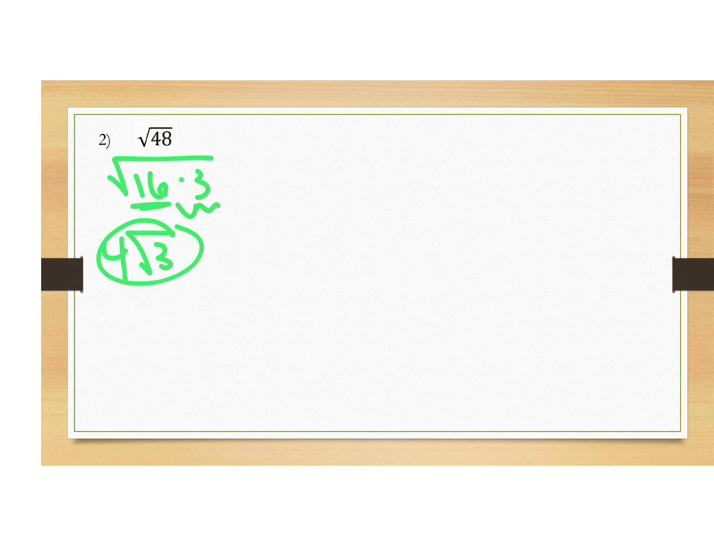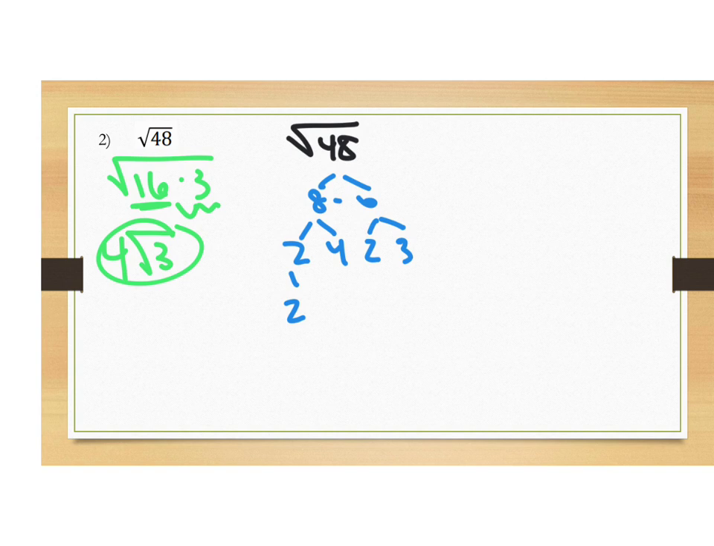Now, if you don't know that, let's come over here and let's try to do a factor tree. So let's just use 8 and 6 here. That will still give us 48. Neither one of those is a perfect square. So let's break down 8 into 2 and 4. Break down 6 into 2 and 3. Bring down that 2. We can break 4 into 2 and 2. Bring down that 2 and bring down that 3.